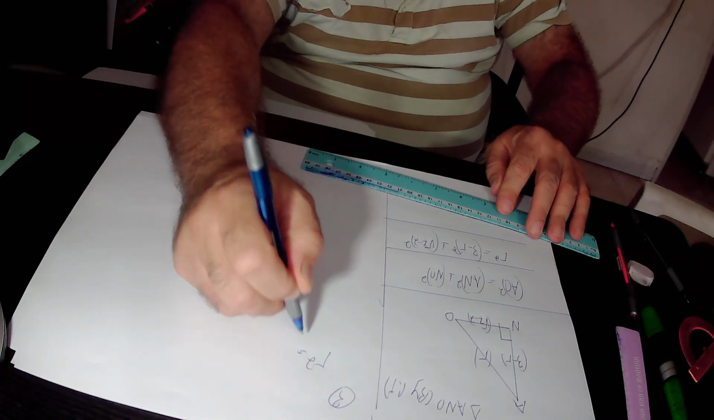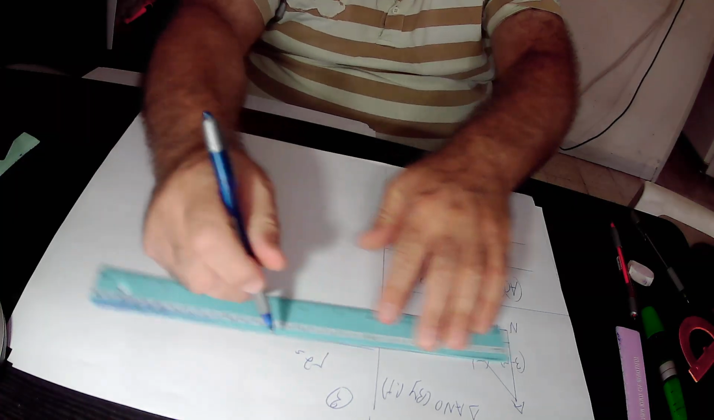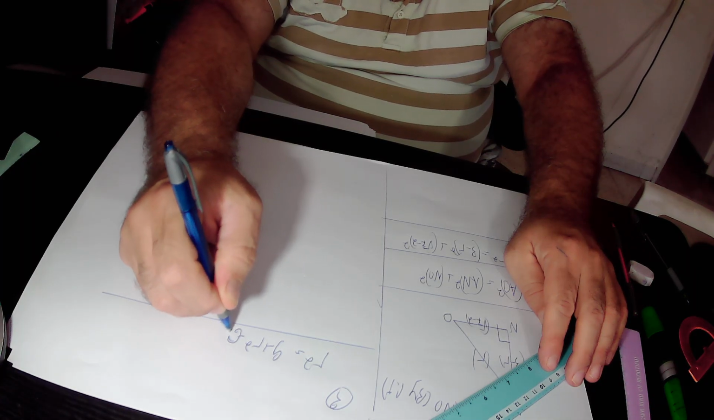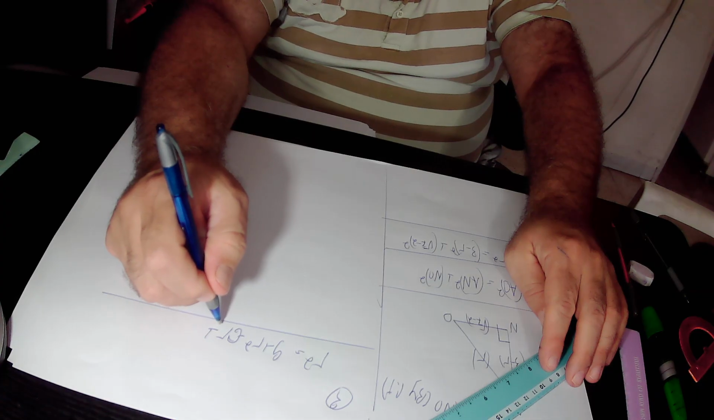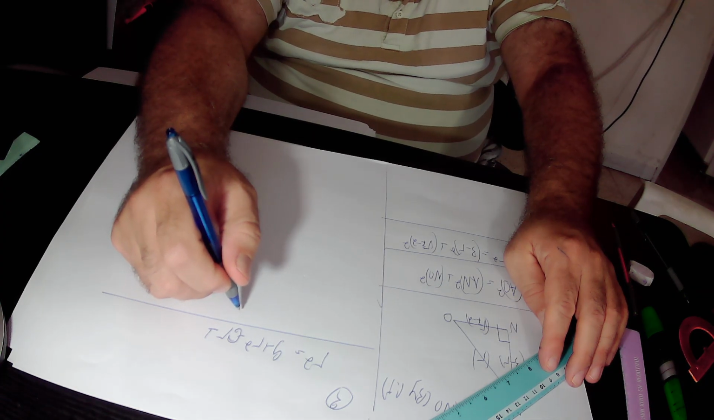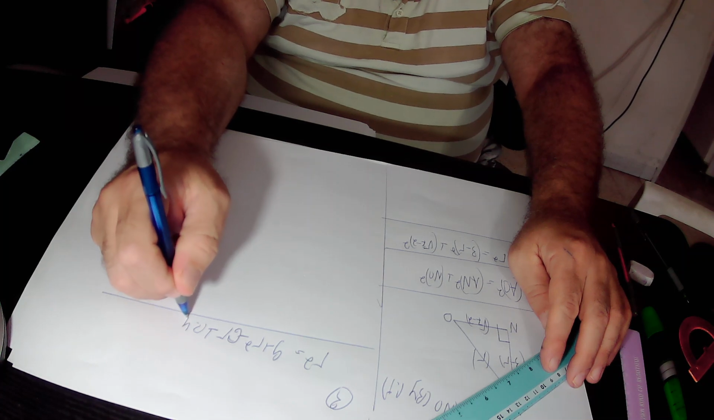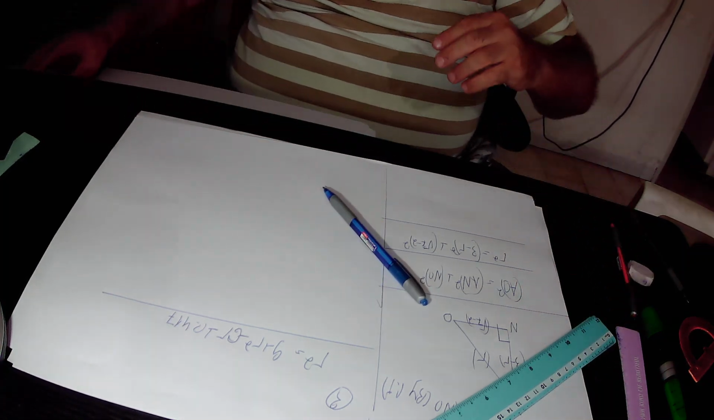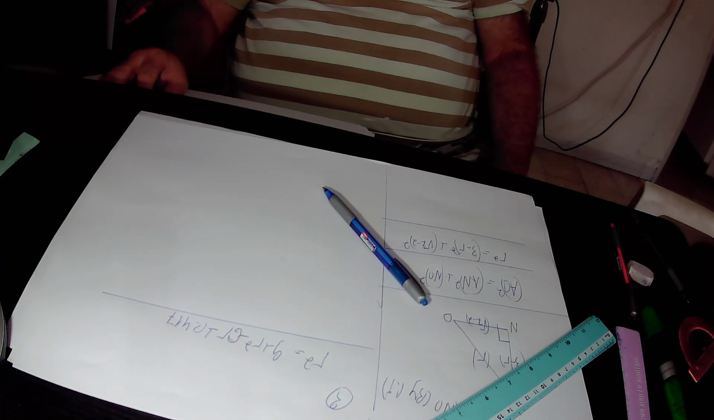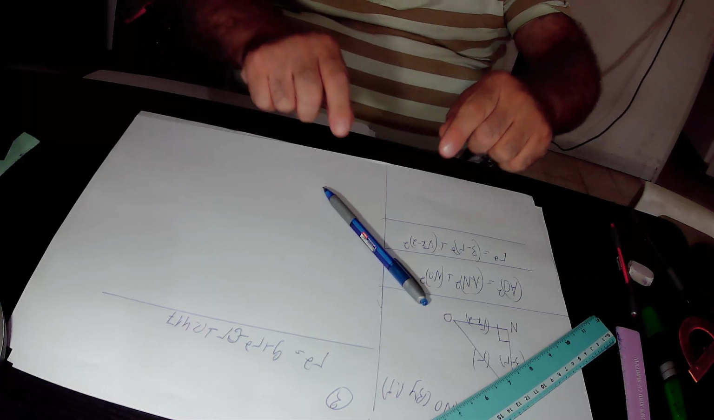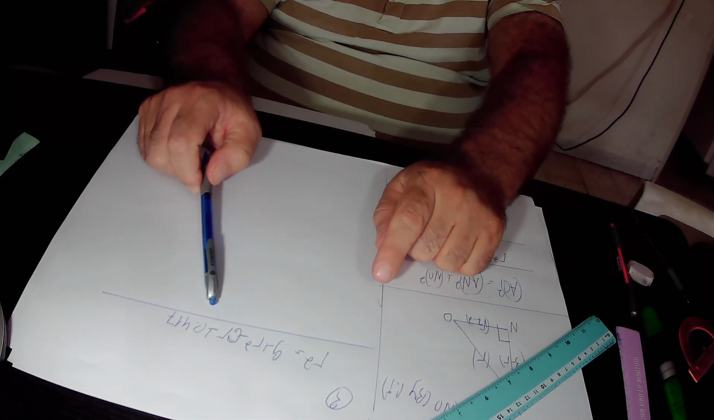So R squared equals (3 minus R) squared. (3 minus R) squared equals 3 squared, that is 9, plus R squared, minus 2 times 3 times R, that is minus 6R, plus (square root of 7 minus 2) squared. (Square root of 7 minus 2) squared equals 0.417. So in total we found that R squared equals 9 plus R squared minus 6R plus 0.417.